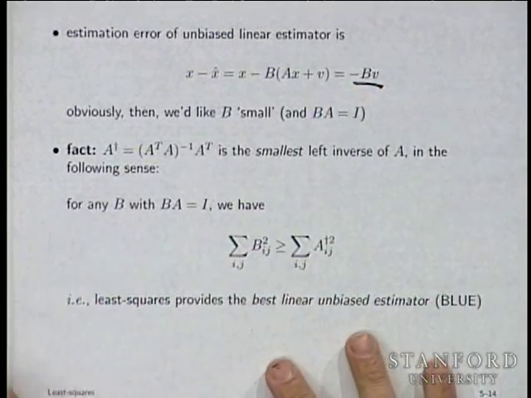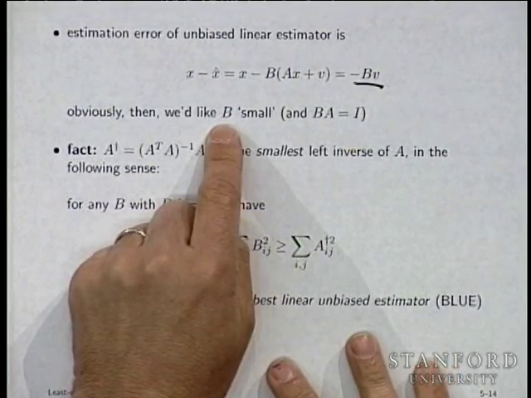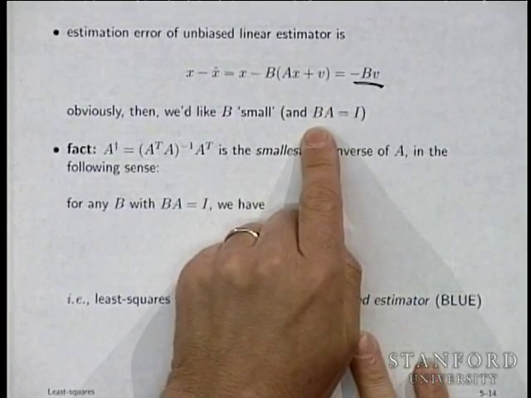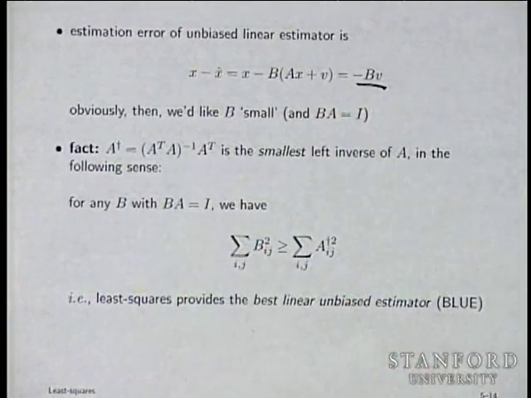So now you can see what you'd like. You really want a small left inverse. Now obviously, B can't be zero, because then you could not possibly have BA equals I.